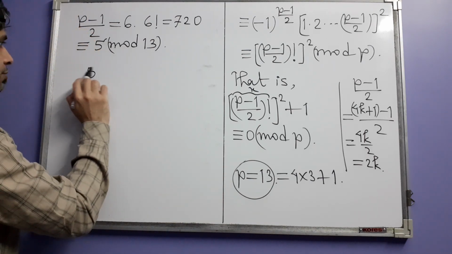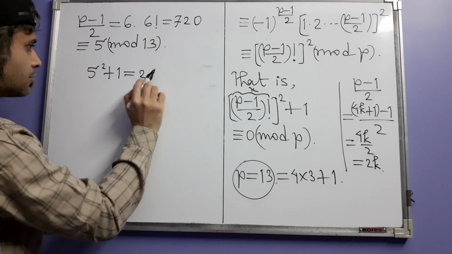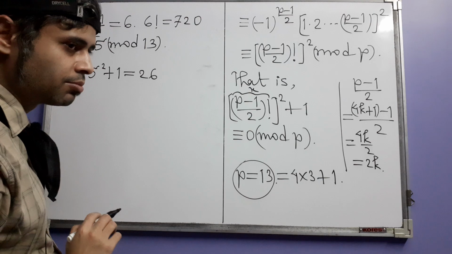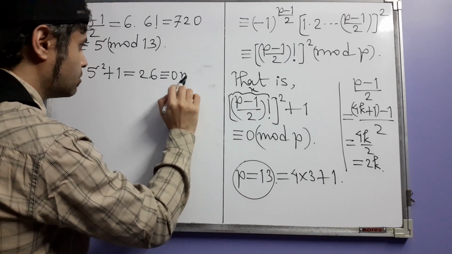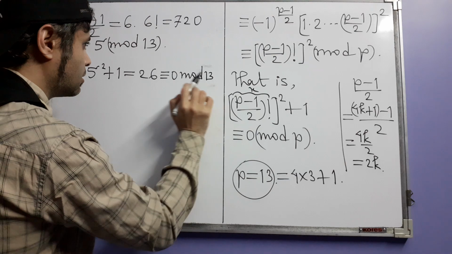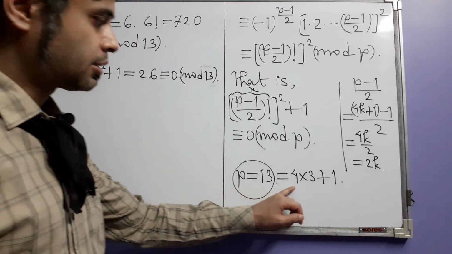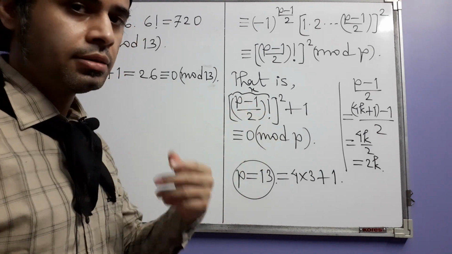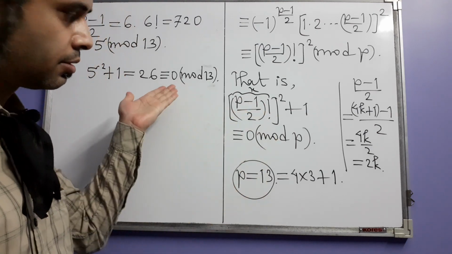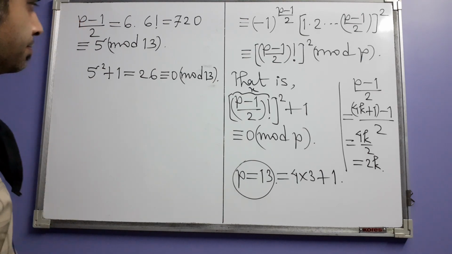Now what is 5 squared plus 1? 25 plus 1 is 26. Is it divisible by 13? Yes. 2 times 13 is 26. So this is congruent to 0 mod 13. So not only do you have the fact that for such primes this congruence is solvable, but you can find a concrete solution by following this procedure. You know what a solution is.